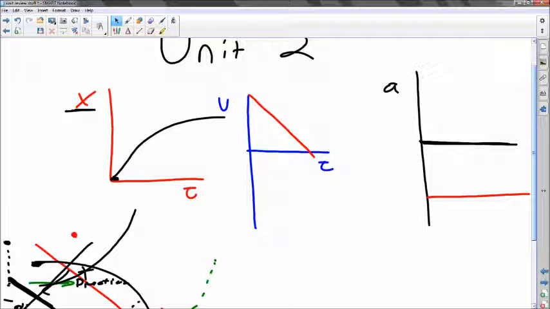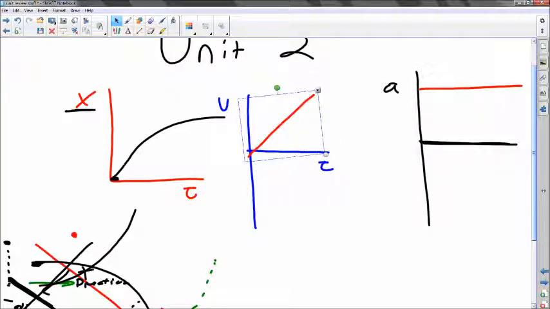What about if it was slowing down, moving in the negative direction? We'd have to have positive acceleration, and we'd have to have an object that starts negative. So it starts with a negative velocity and goes towards zero. So that's what our velocity versus time graph would look like. Well, in this case, we have a negative velocity. The velocity goes towards zero.